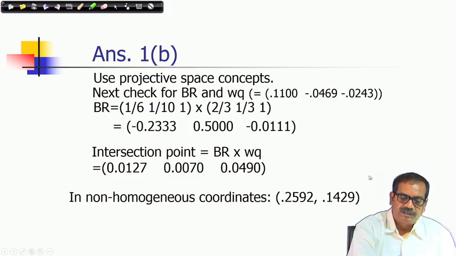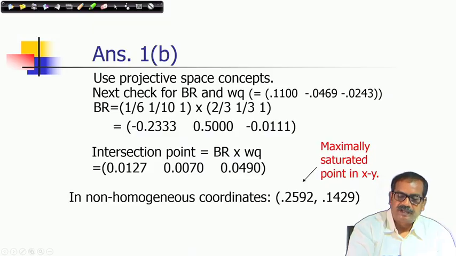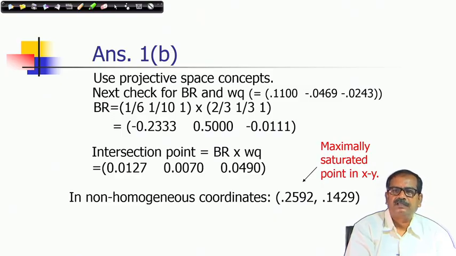In the homogeneous coordinate representation, and in the non-homogeneous coordinate representation, it is 0.2592 and 0.1429. So, finally, this should be your answer. So, it is the maximally saturated point in xy. So, this is an example by which you can see how this maximally saturated point could be computed using the xy chromaticity chart given any point in the RGB color space.